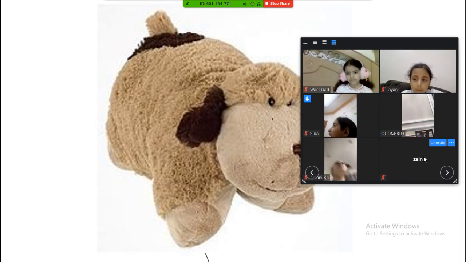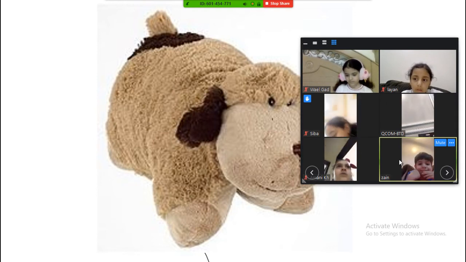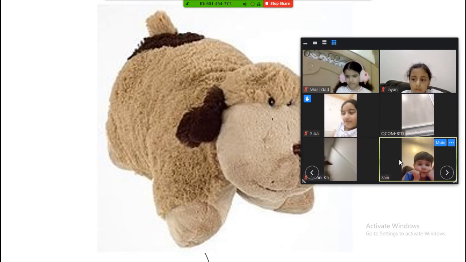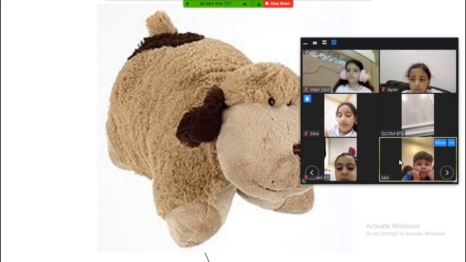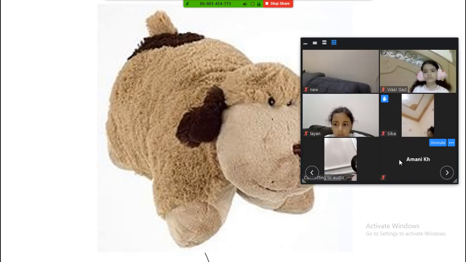How about Zain? Zain, are you here? Zain, yeah. What kind of matter is in this picture? Sheep. It's a sheep, it's a toy. But what kind of matter is it? Is it solid or liquid or gas? Solid. It's a solid, wonderful.